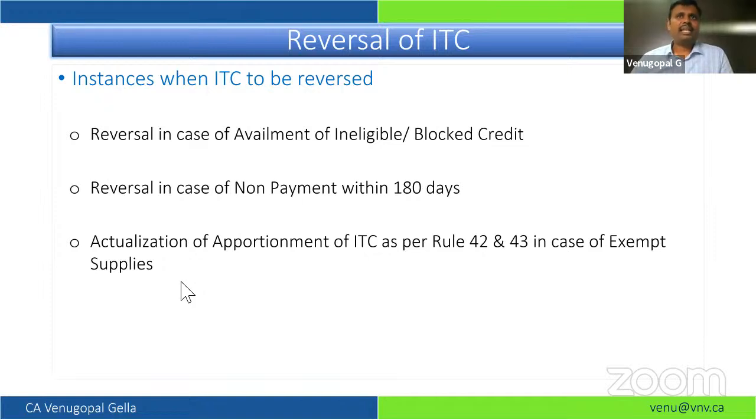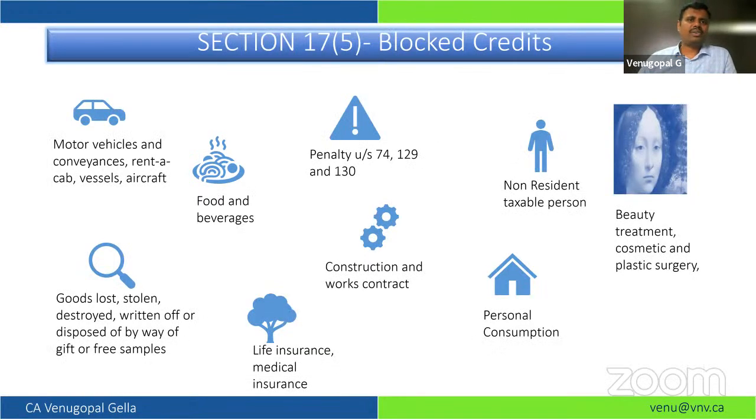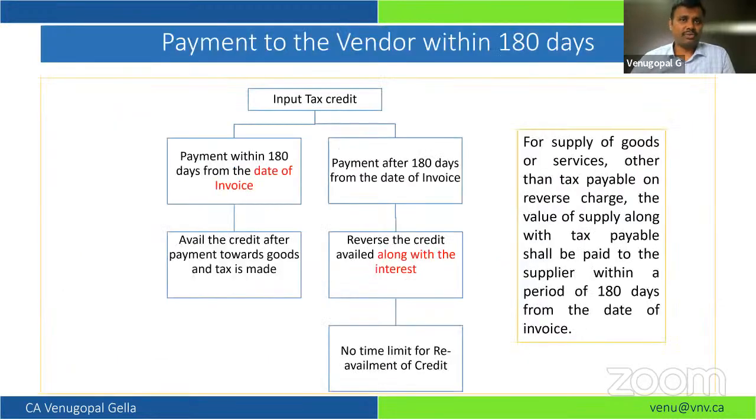Ineligible and blocked credit, we all know Section 17 subsection 5 deals with it, like a motor car, food in case of employee food, staff welfare expenses, insurance, all these are blocked credit. Even if you are constructing a factory building, these are all blocked credit. You're not supposed to take the credit of it.